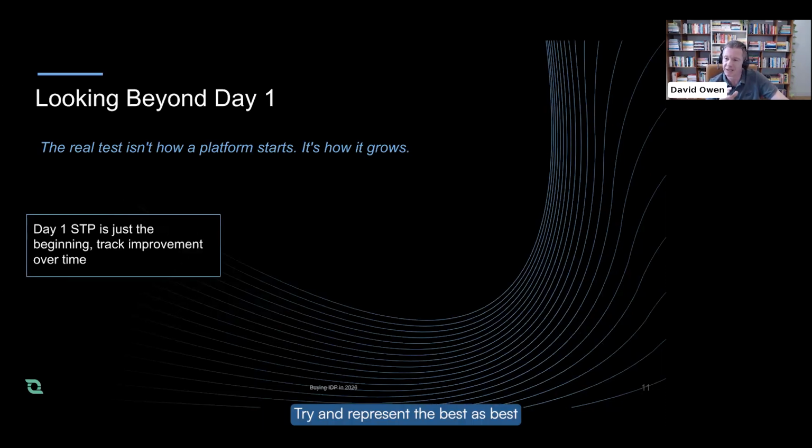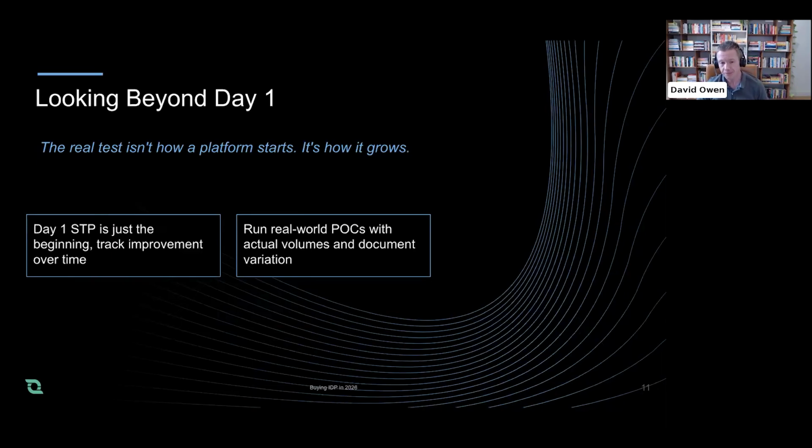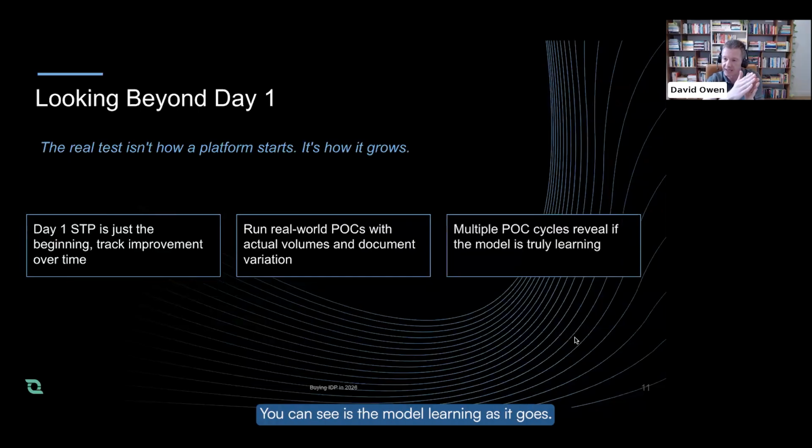Try and represent, as best you can, the real world with volumes, breadth of use case, documents. What you need here is real evidence and not just promises. As part of that POC, what's also critical is go through more than one revolution of the POC model. You need two, ideally three revolutions of your POC model so that you can plot the improvements between those revs of your POC model. You can see, is the model learning as it goes?